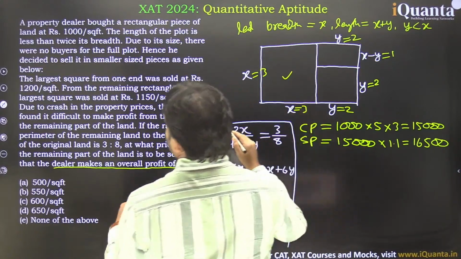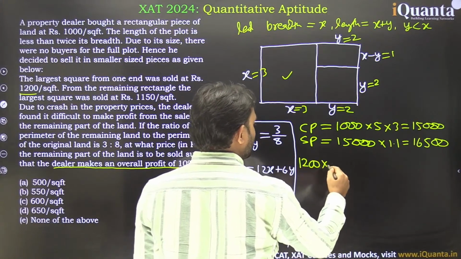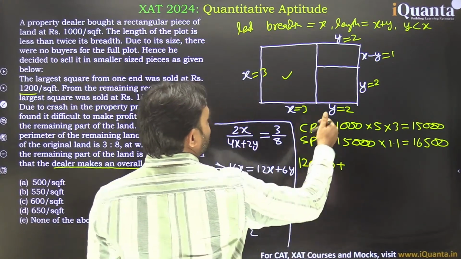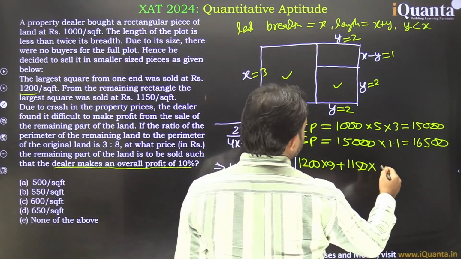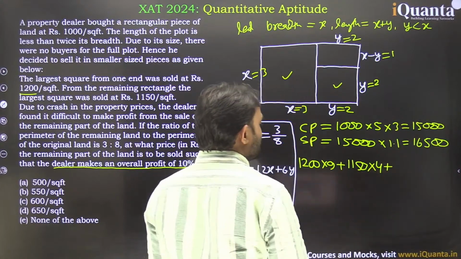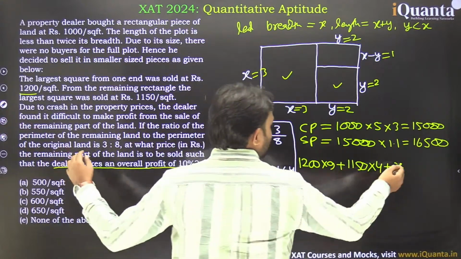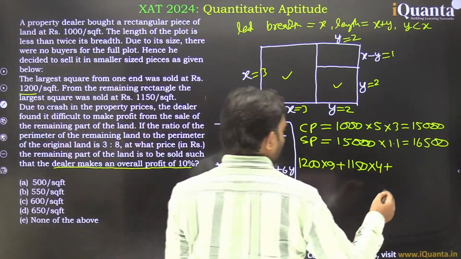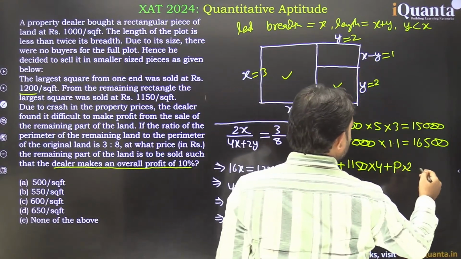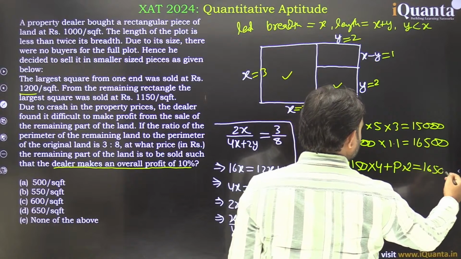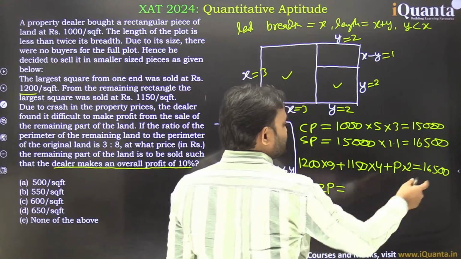Now, what's the price earned from here? Area is 9 into 1200. So 1200 into 9 plus, what will be this area? 2 into 2, so 1150 into 4 plus. Now the rest, let's take that as price P. So P into the area of this, which will be 2. This should be equal to 16,500.